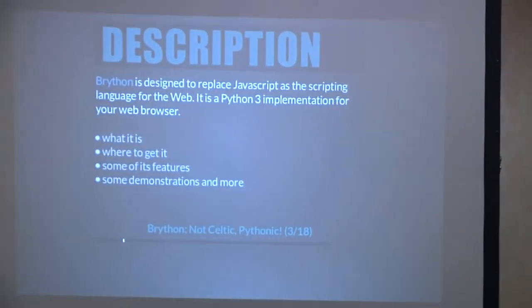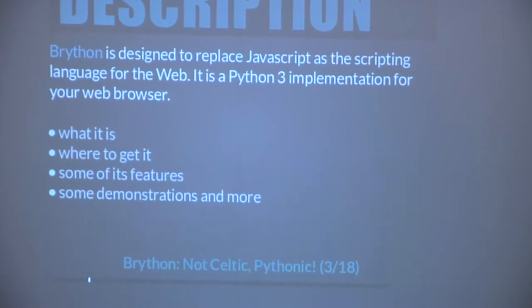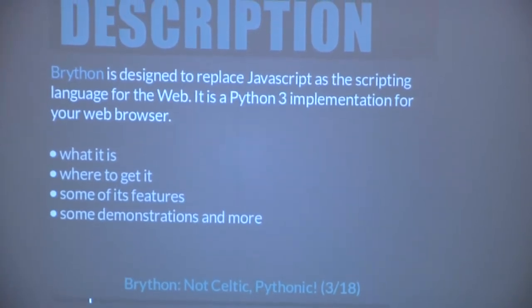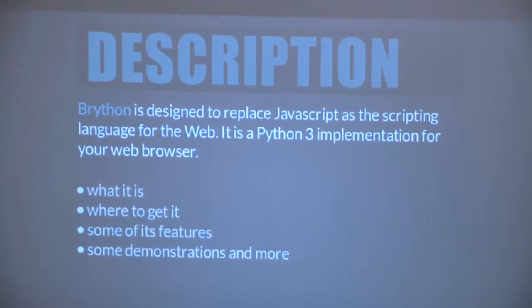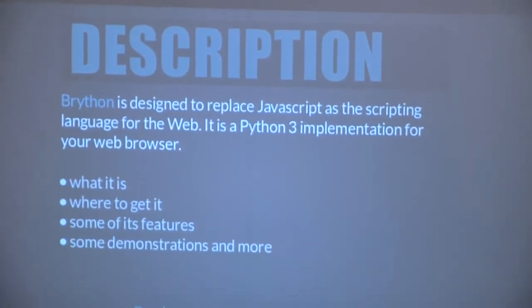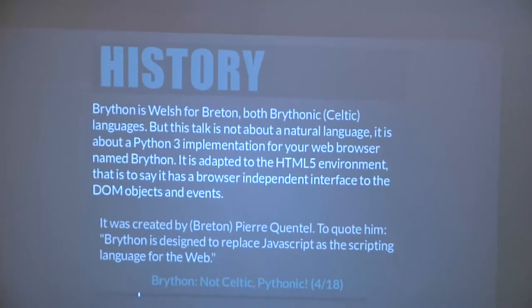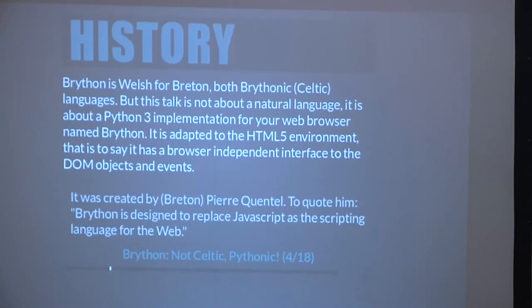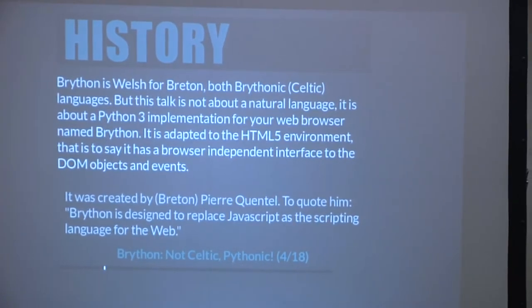There's been some attempts over the years, but Python also has been through different iterations as far as the language itself. Python 3 is the latest implementation, although Python 2.7 is very popular. As far as Brython, it is trying to be as complete in terms of compatibility with Python 3. So what it is, where to get it, and some of its features, and we'll do some demonstrations today. And where did that name come from? Well, it is a Welsh word for Breton, and the designer of Brython is Pierre Cantel, and Pierre Cantel is not only French, but he's Breton. So that was his motivation behind the name.